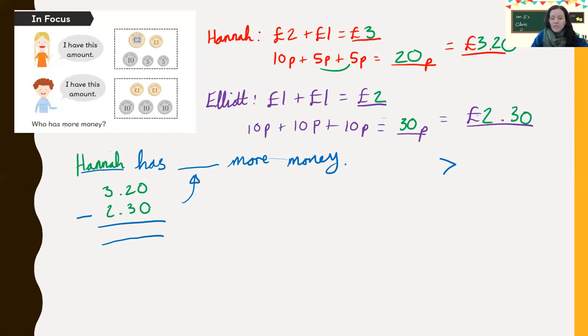So 0 take away 0 is 0. 2 take away 3 is, if any of you said 1, no. You can't flip them around. You can't do 2 take away 3. Okay, so what do we need to do? We need to borrow. So we borrow from this guy over here. And they become, that's right, 2, because we're borrowing 1 to turn this into a 12. 12 take away 3 we can do. 12, 11, 10, 9. Don't forget the decimal point.